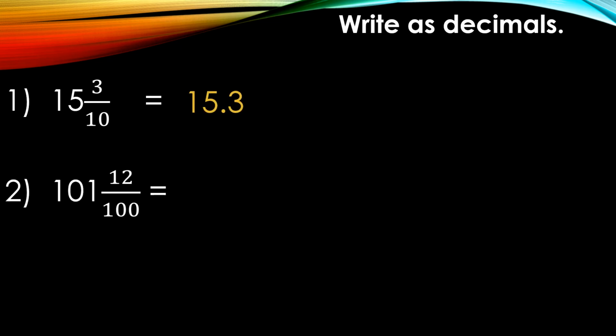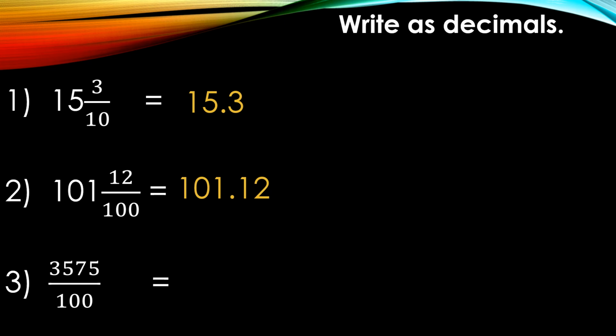Question number 2. 101, 12 upon 100. See, in this question, 101 is a whole number. So write 101 as it is. In 12 upon 100, how many zeros in denominator? Yes, 2. So in numerator, count 2 digits from the right and put the decimal. So the answer is 101.12.